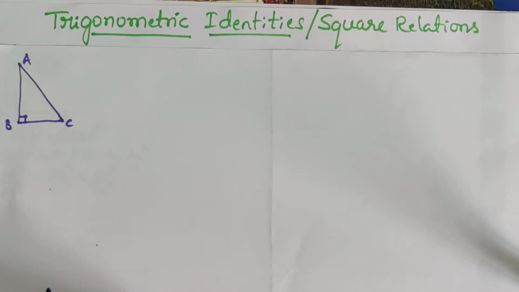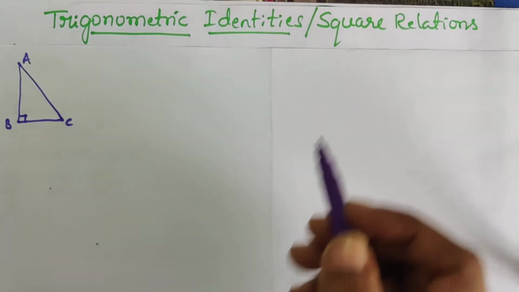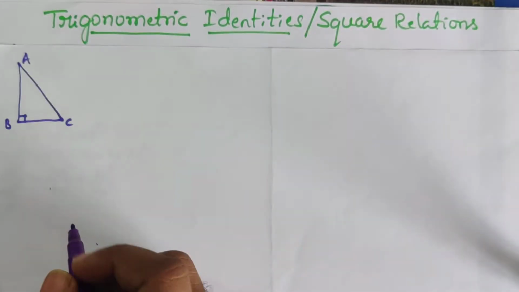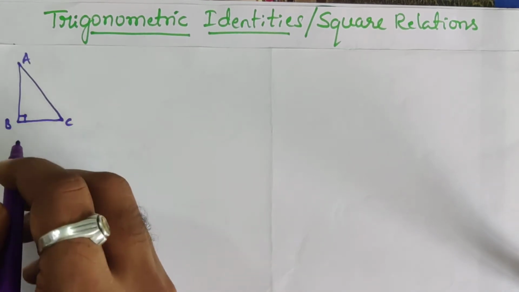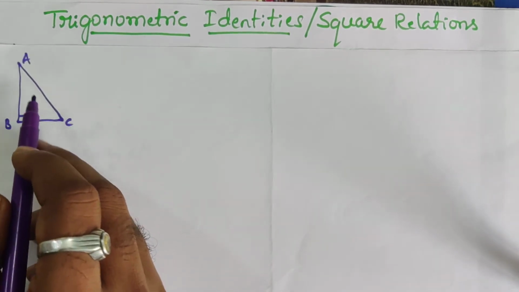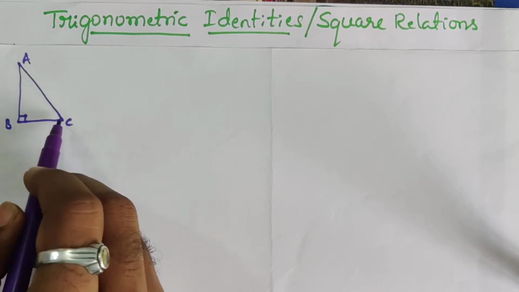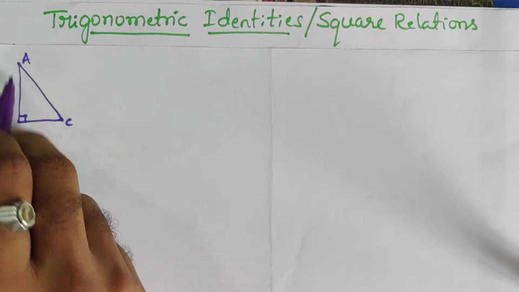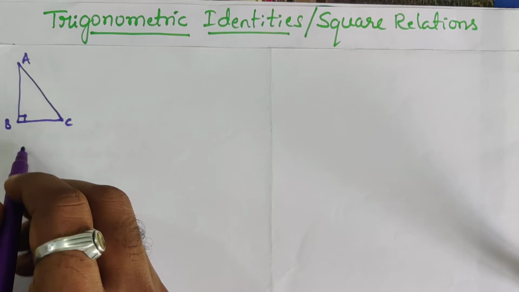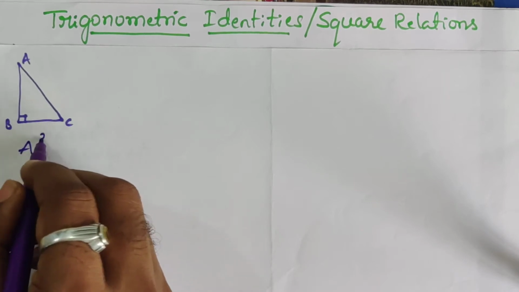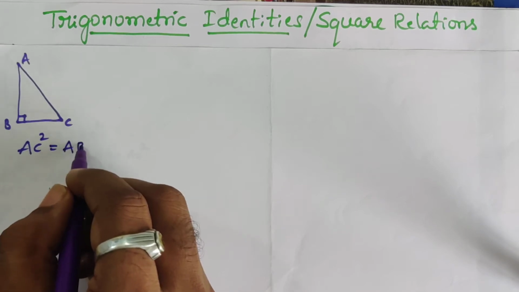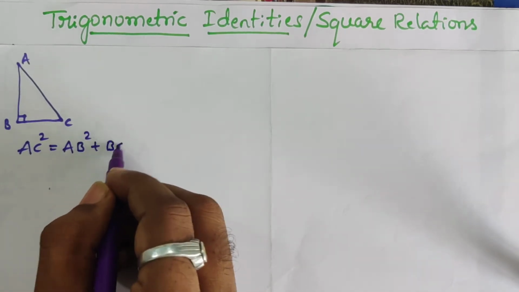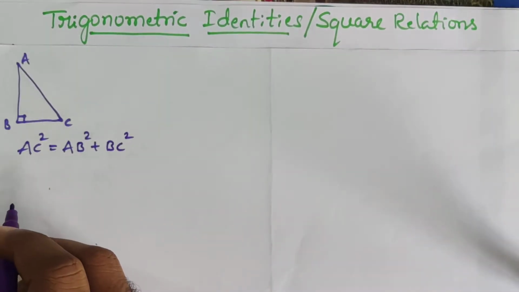Hi students, today let us learn about trigonometric identities, or we can call them square relations. So using the Pythagoras theorem, let us write the Pythagoras theorem first. Pythagoras theorem means the square on the longest side is equal to the sum of the squares on the other two sides. Okay, so let's write AC square equal to AB square plus BC square.